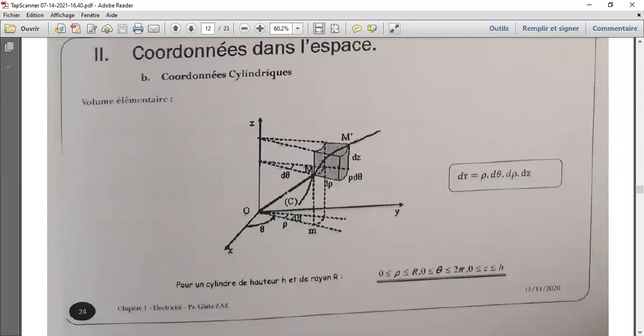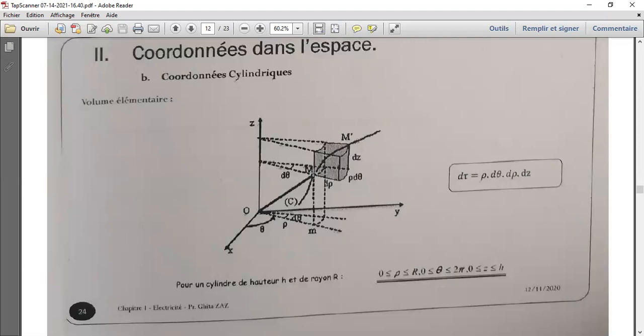I said the radius is rho. Then rho times d theta: imagine there's this point M and there's this point M prime. For me to reach M prime, there are steps to follow. You don't move in a haphazard manner. So to reach M prime, you first move from M to another point, which I'll call J.